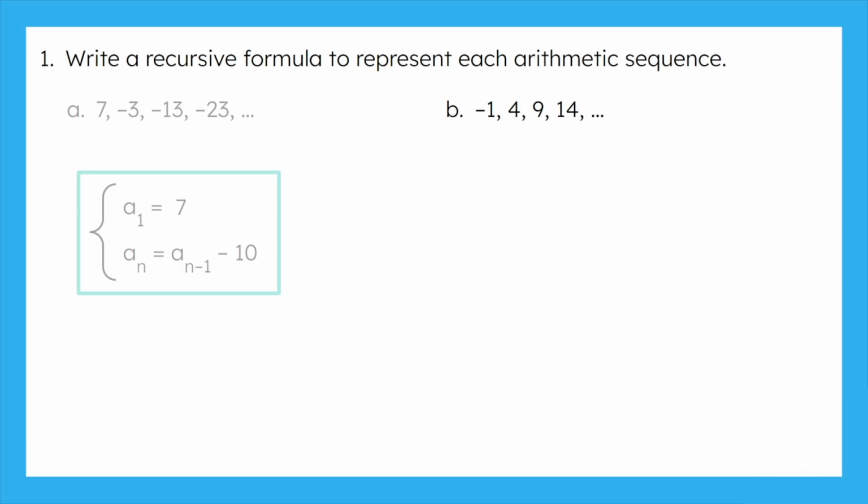To write the recursive formula, we need the first term and the common difference. The first term is negative 1, so a sub 1 equals negative 1. What's the common difference? It's positive 5. That gives us a sub n equals a sub n minus 1 plus 5. Nice job.